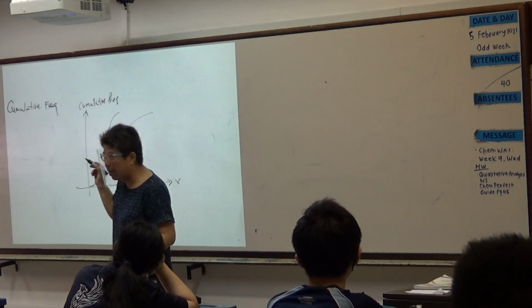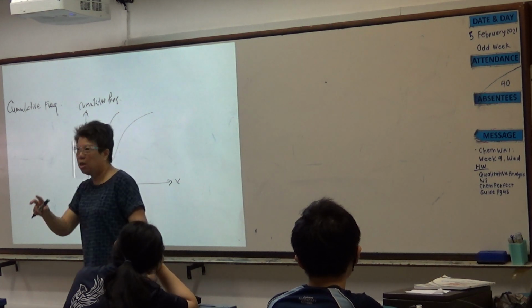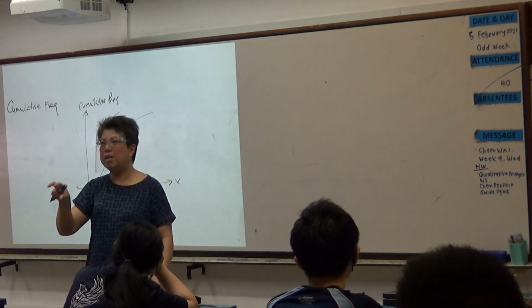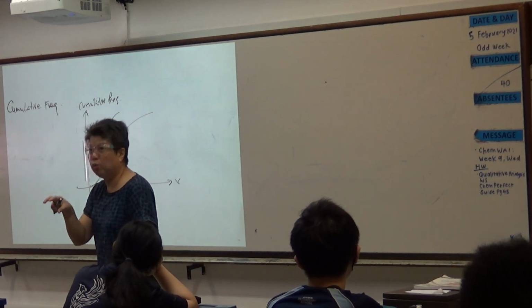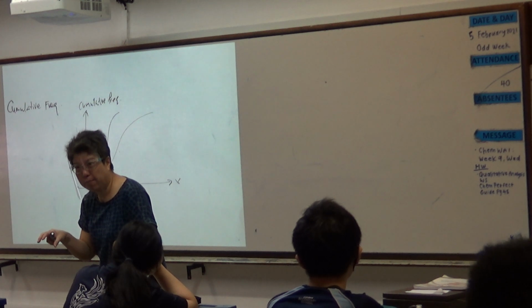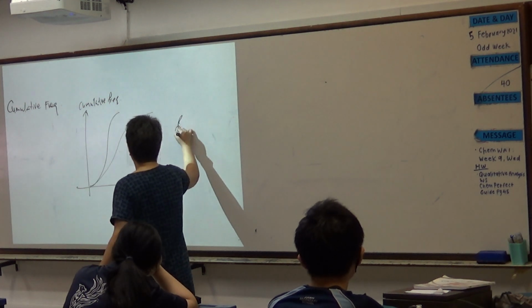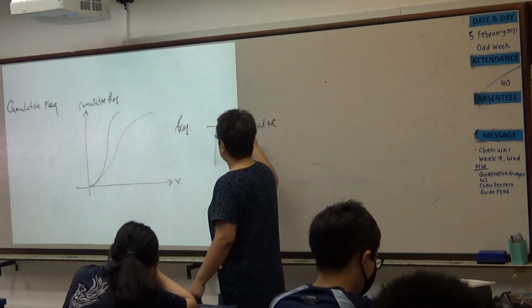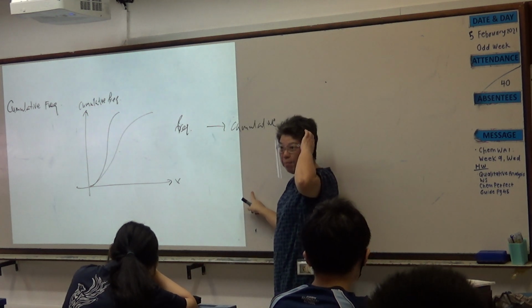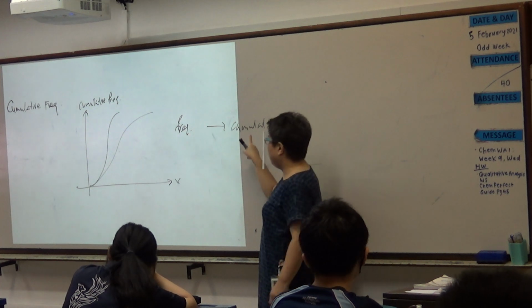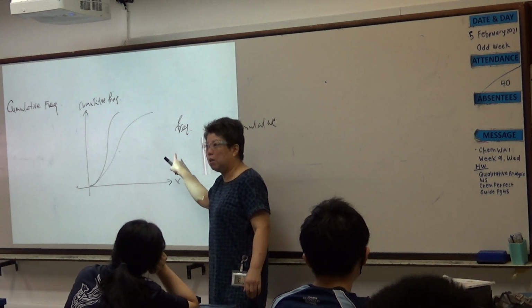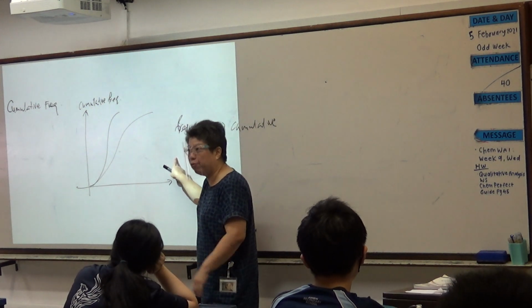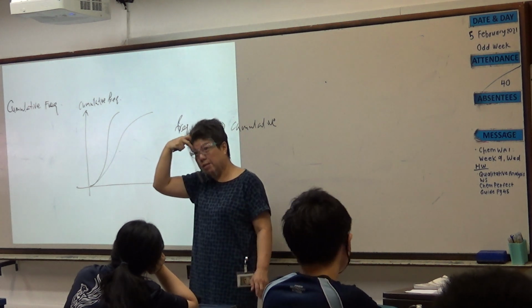Everybody clear? I also told you for cumulative frequency, the last frequency must be the total number of students, or the total number of people. From a frequency table to a cumulative frequency table, we add up all the frequencies until the final one. Then from the cumulative frequency back to the frequency table, we minus off. Remember, because it's the reverse process.